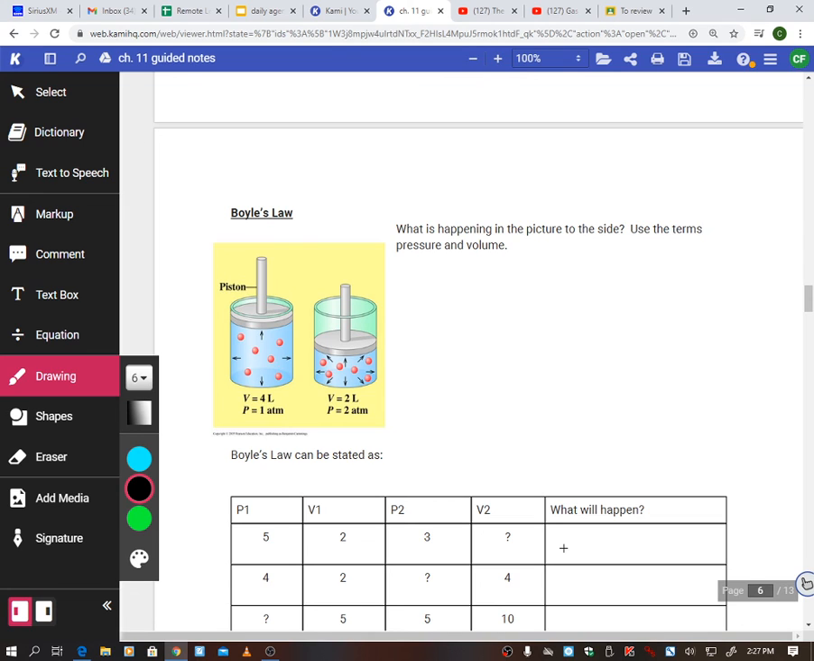And then that is where we're going to stop, okay? Boyle's law will be the first law we look at for gases and what's happening with these gases.